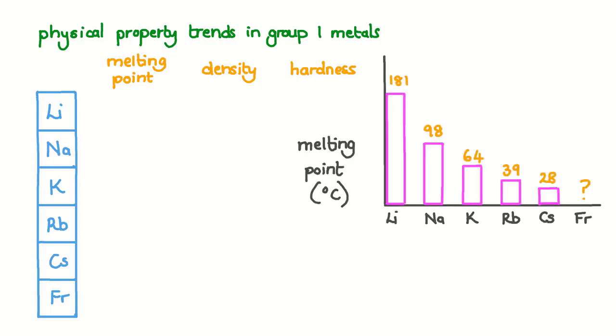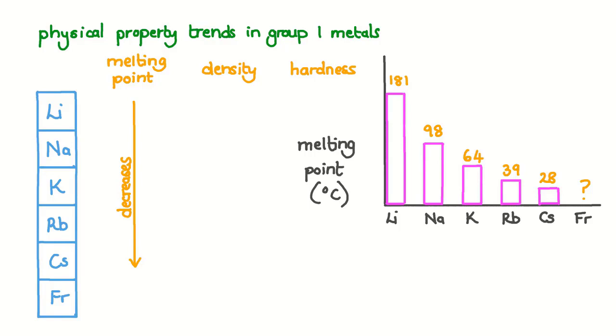We'll start with melting point. The bar graph shows visually the melting points in degrees Celsius of the group 1 metals. Here they are rounded off without decimal places. We can see that moving down the group from lithium to sodium to potassium to rubidium to cesium, the melting point decreases. What about francium?